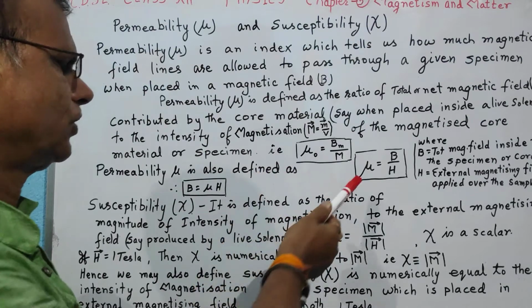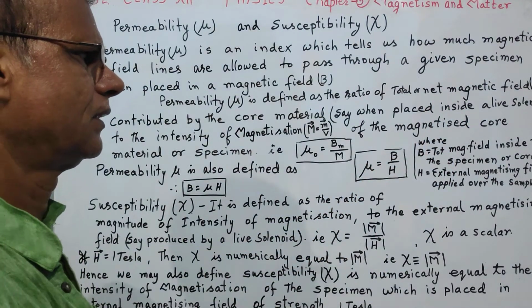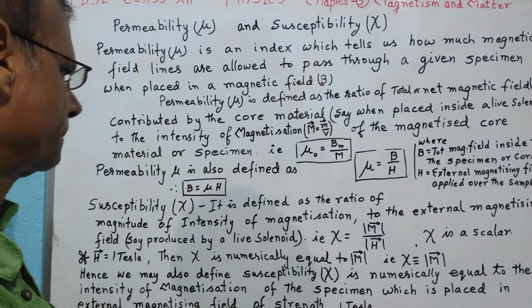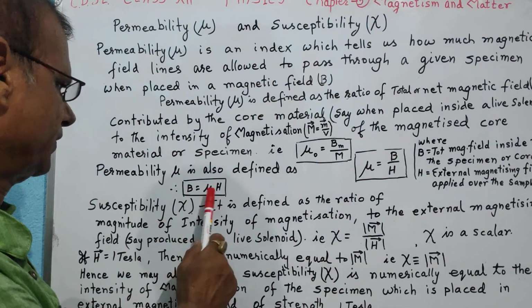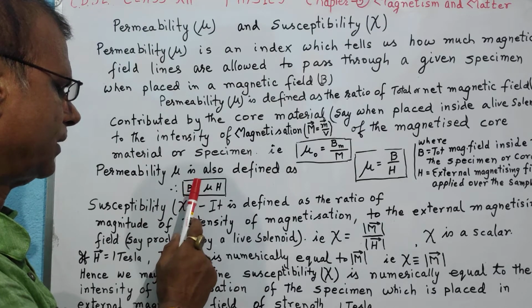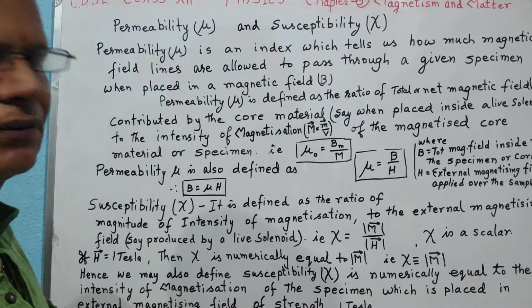And it is also defined as the ratio of total magnetic field inside the specimen to the external magnetizing field applied over the sample. And therefore we have B is equal to mu H. This relation is between the total magnetic field B produced by the core material and H, the external magnetizing field.